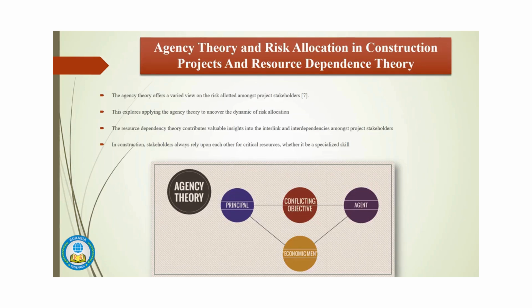Slide 5 shows the agency theory and resource dependence theory. The agency theory offers a varied view of the risk allotted amongst project stakeholders in the construction industry. Moreover, within the difficult web of interlinks ingrained in construction projects, the allocation of risk, while the resource dependency theory contributes valuable insights into interlink and interdependencies amongst project stakeholders in the construction course by impacting the implementation.